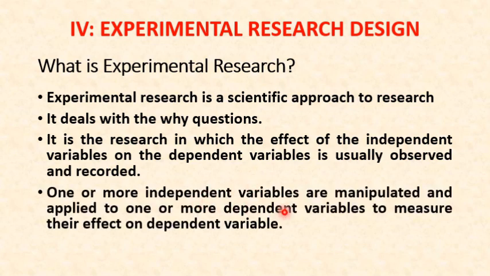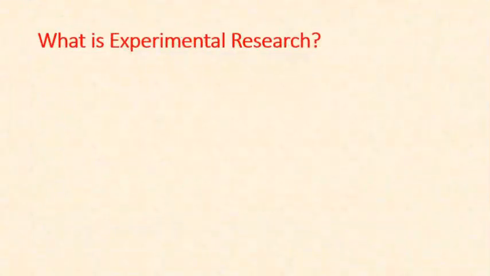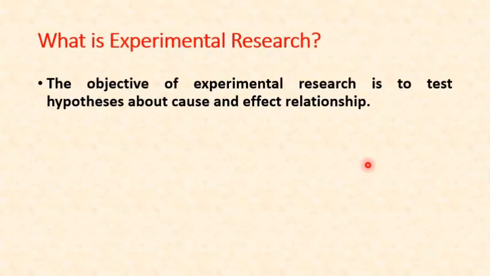One or more independent variables are manipulated and applied to one or more dependent variables to measure their effect on the dependent variable. So in experimental research design, the independent variables are manipulated to assess the impact of these independent variables on dependent variables. The objective of experimental research is to test hypotheses about cause and effect relationship. In experimental research, generally the hypotheses are formulated to test the cause and effect relationship between the variables.